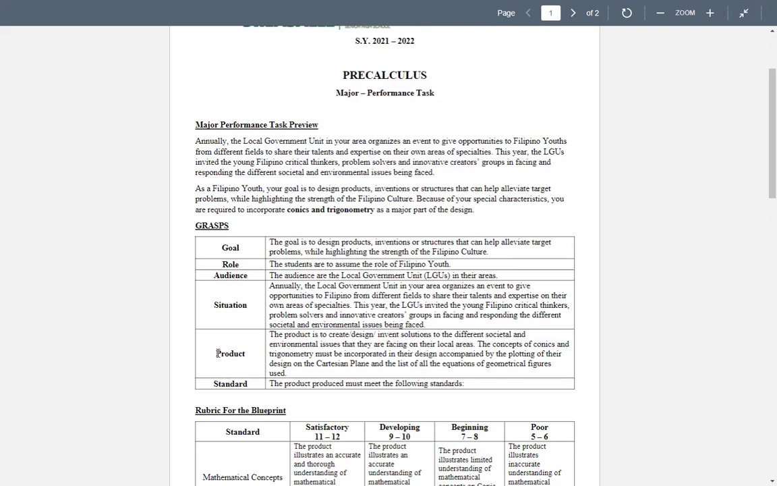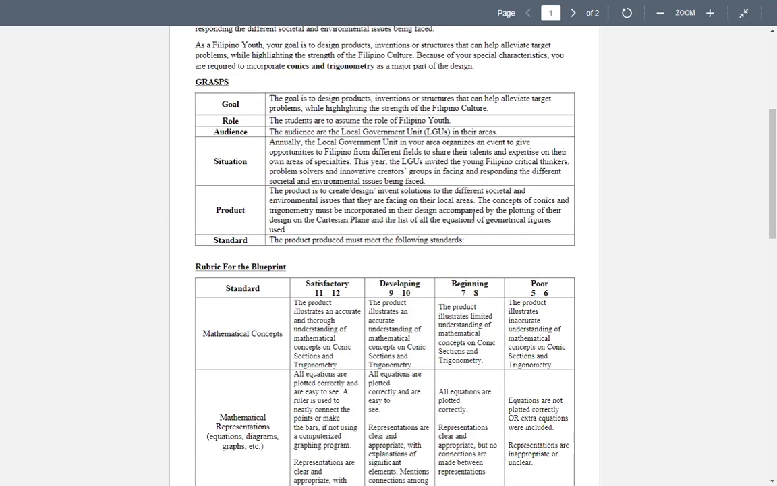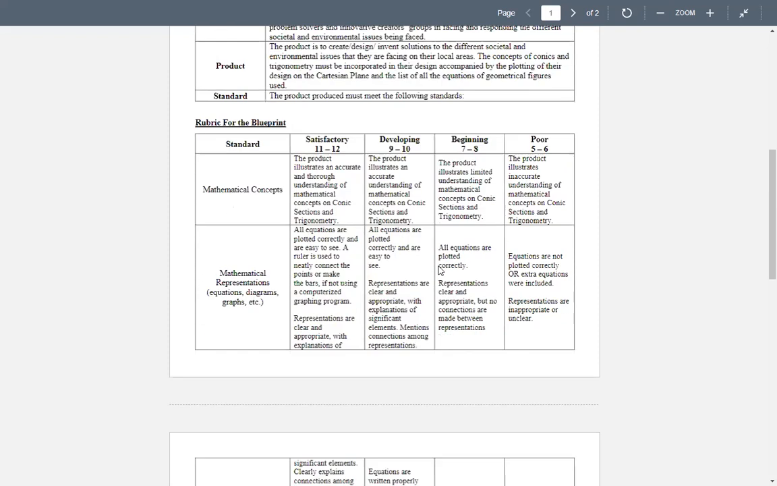Next, for your product, the product is to create, design, and invent solutions to the different societal and environmental issues that you are facing in your local areas. So again, this is in connection with your minor PT that you did last quarter. The concepts of conics and trigonometry must be incorporated in the design, accompanied by the plotting of your design on the Cartesian plane and the list of all equations of geometric figures used.